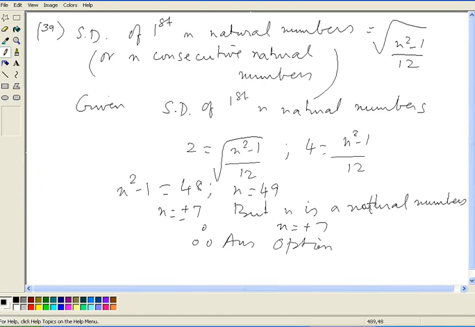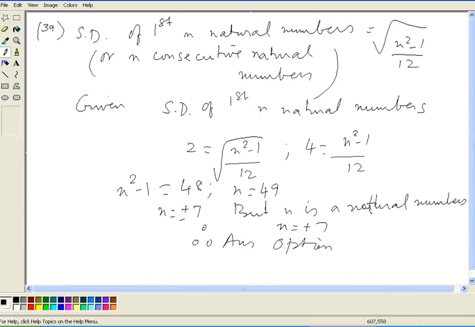Standard deviation of the first n natural numbers, or n consecutive natural numbers, is given by the formula square root of (n squared minus 1) by 12. Applying that, we can solve for n. Given the standard deviation of the first n natural numbers to be 2, that is equal to the square root of (n squared minus 1) by 12. On simplification, we get the value n equal to plus or minus 7. But n being a natural number, n takes the value plus 7 only.